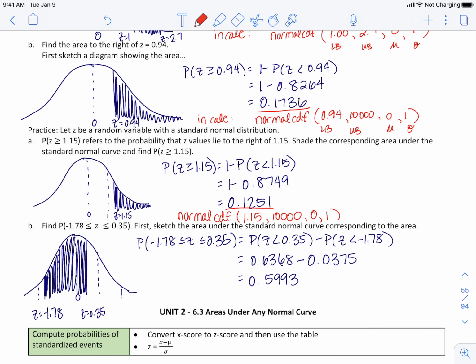If you did this using the calculator, we can do normal CDF. Our lower bound is negative 1.78. Upper bound is 0.35. Mean is 0. Standard deviation's 1. And we end up with the same result. And that's all I have for you for today.